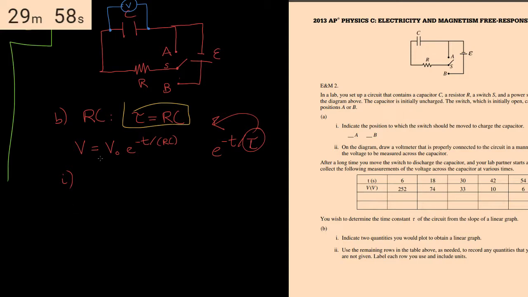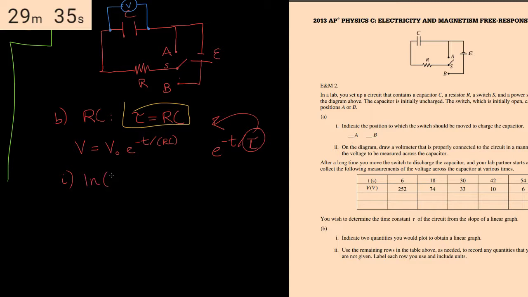Remember, our equation here is that voltage is equal to the initial voltage times e to the negative t over RC. Somehow, we want to calculate RC, so we need to find some way to get it linear. We need it in the form y equals mx plus b. How can we do that? We need to take it out of the e. How do we take it out of the e? Natural logarithm. So let's take the natural log of both sides.